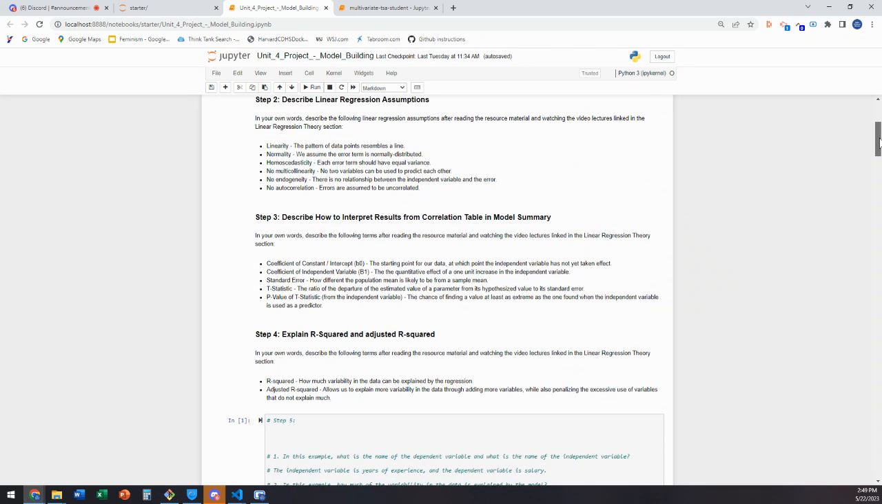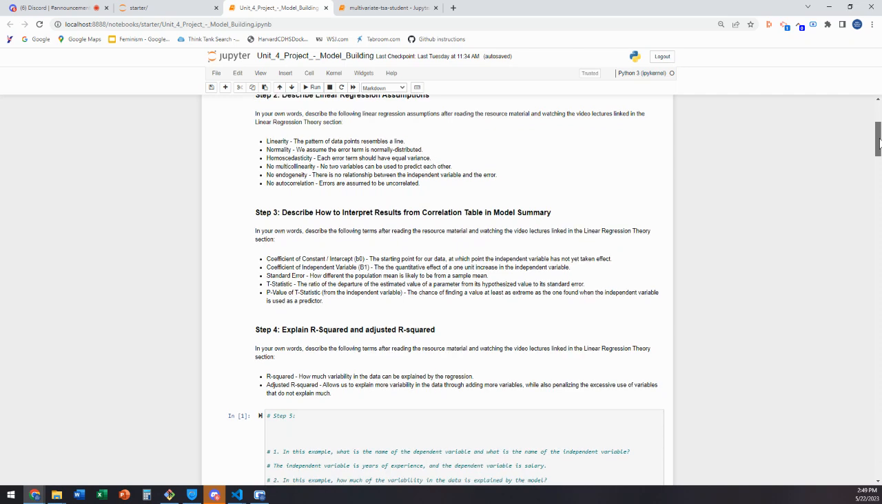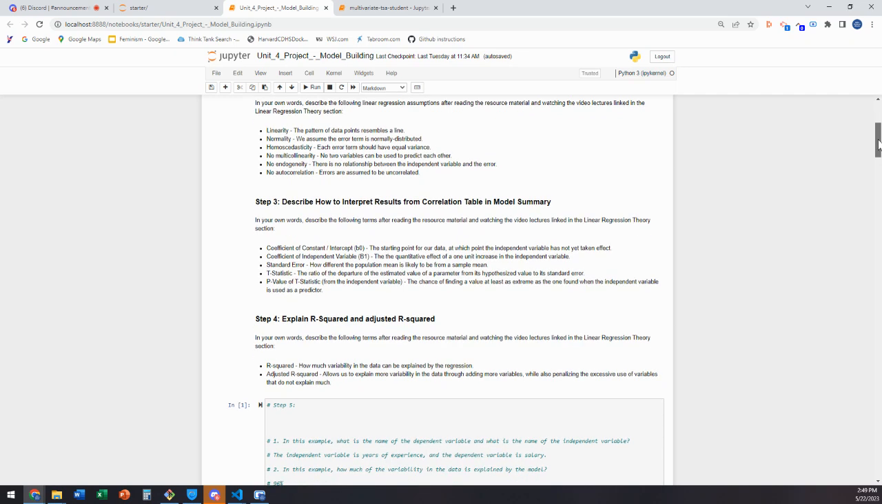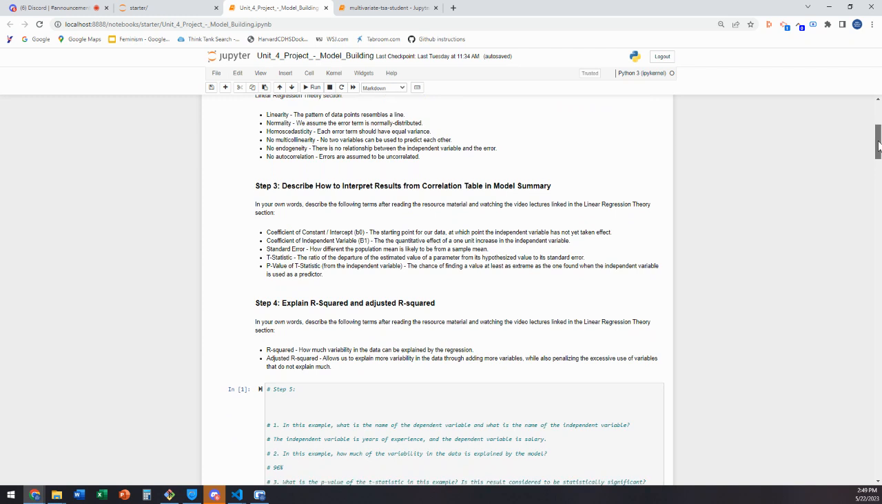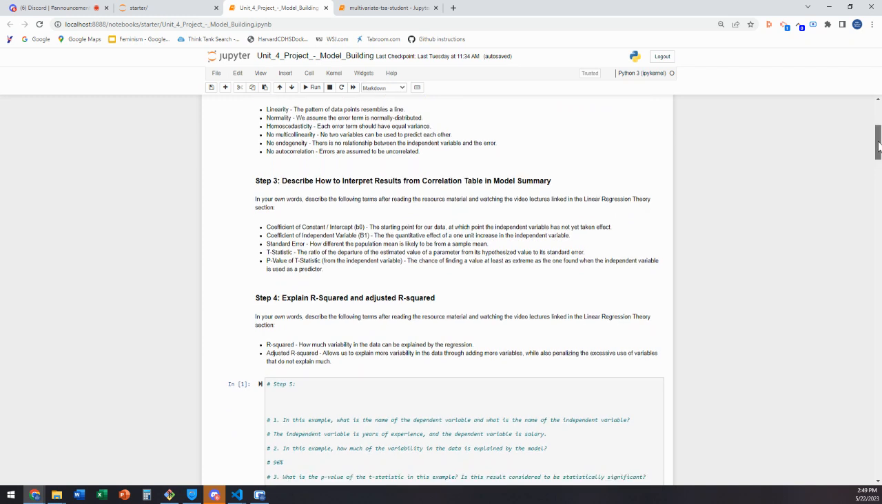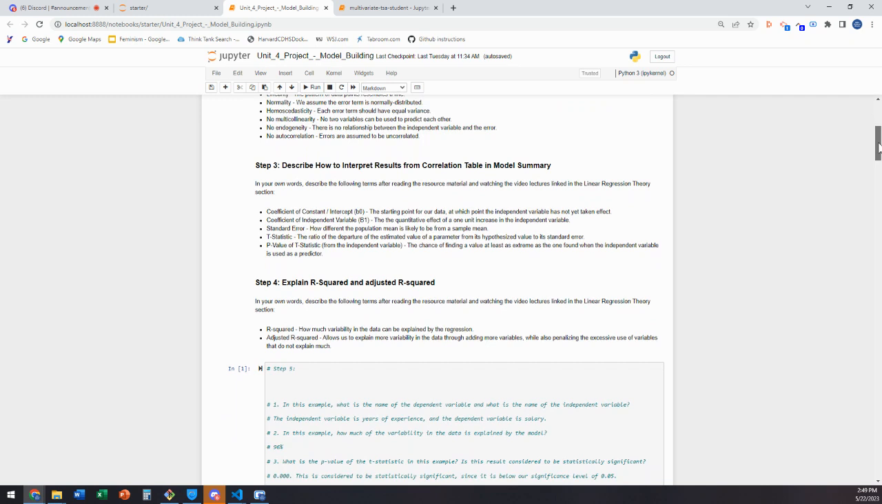And with a coefficient of a constant, that is our y-intercept, that's our starting point of the data. The independent variable, the coefficient of it, is the predicted increase in the dependent variable for every 1 unit increase in the independent variable. Standard error, how different the population mean is likely to be from our sample mean. The t-statistic, which is the ratio of departure of the estimated value of the parameter from its hypothesized value to its standard error, or in a nutshell, how statistically significant are the individual values in the data set or variables.